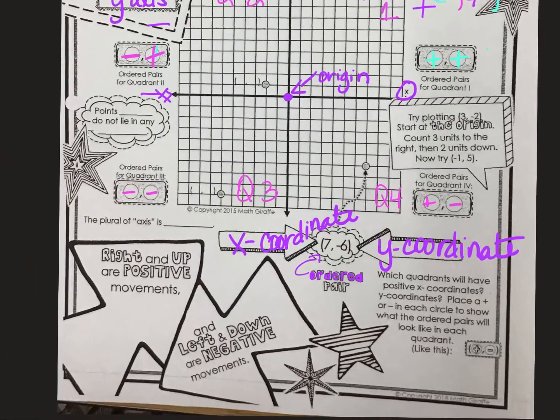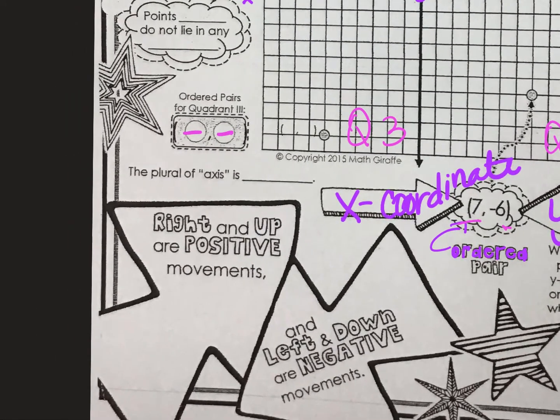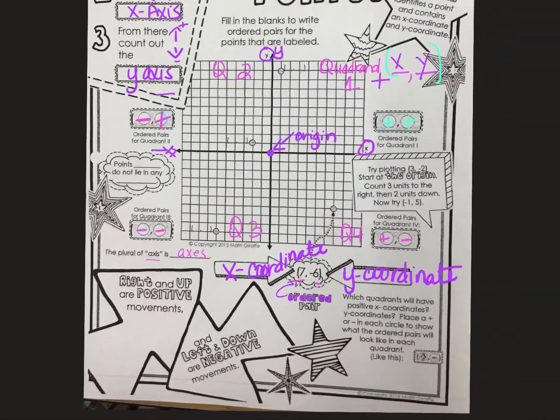The ordered pair: your first number is your X coordinate, and the second number is your Y coordinate. It also tells you right here that the plural form of axes is A-X-E-S. That's the plural form. You may see that from time to time. Okay?